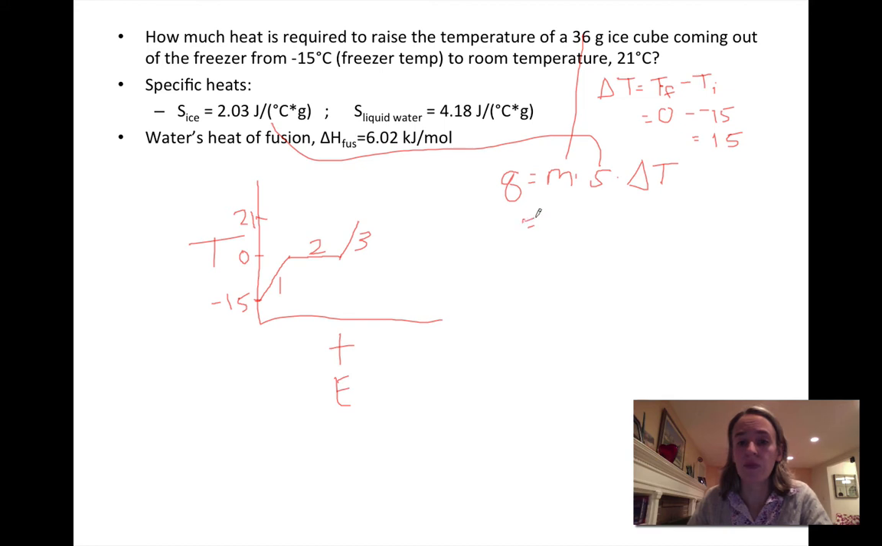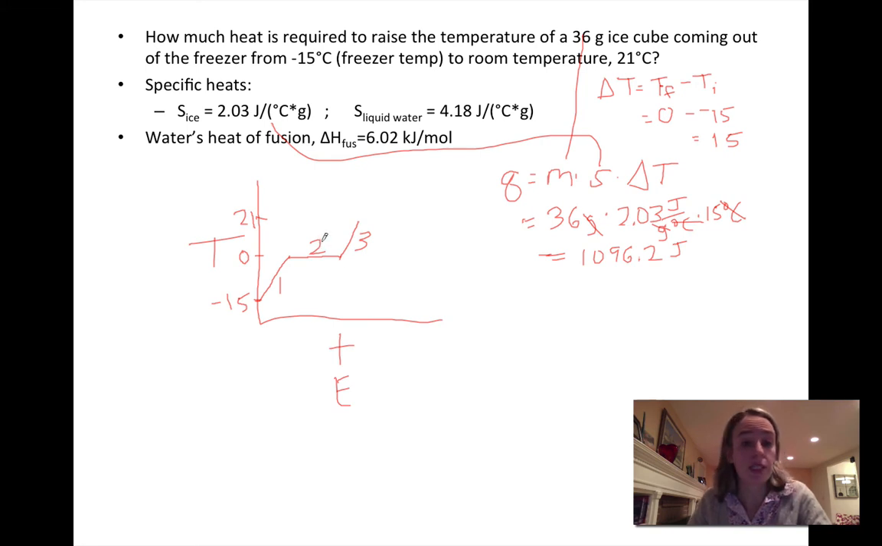And so from here on out, it's mostly just plugging in and looking at our units, making sure they cancel out. But I've got 36 grams times 2.03 joules per gram degrees Celsius times 15 degrees Celsius. And that's going to equal 1096.2 joules. And my units on here, grams cancel and degrees Celsius cancel. So that's why I'm left with joules.